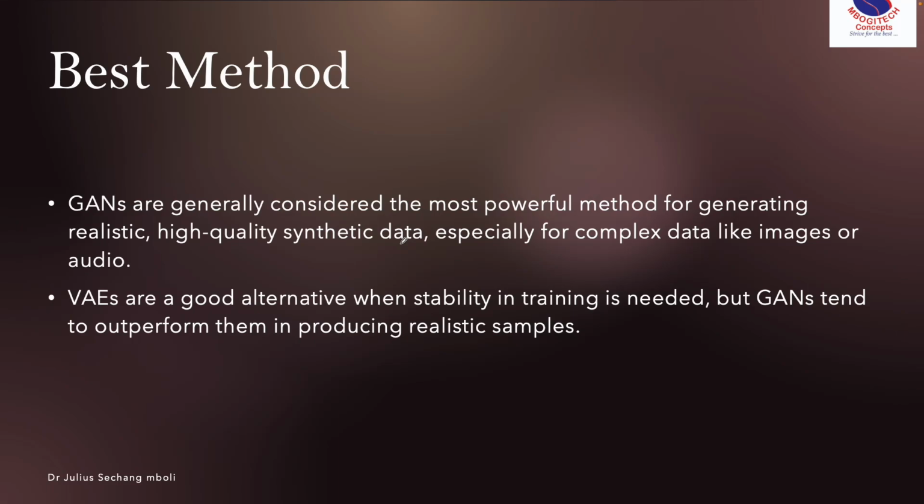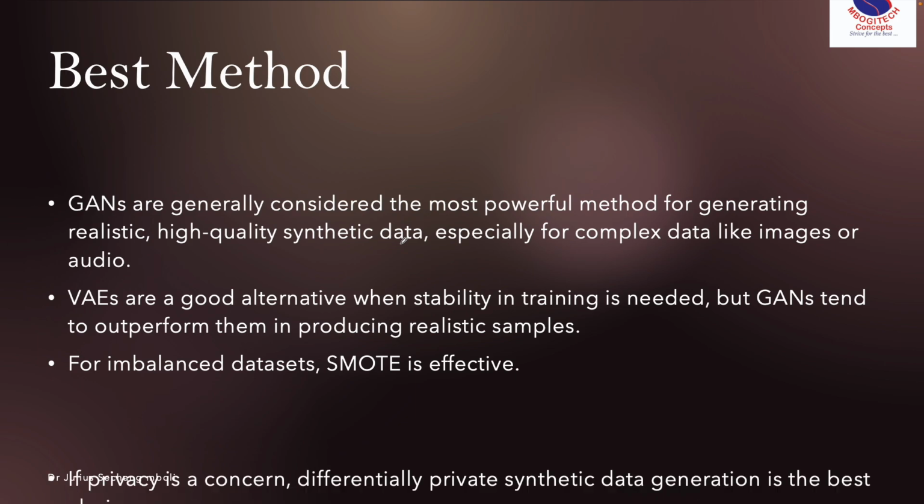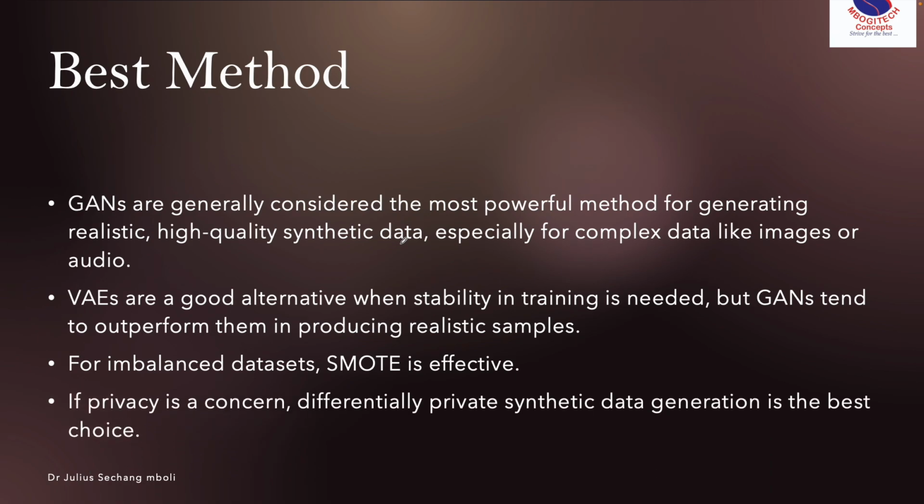That means you are trading quality for simplicity. VAEs are not that simple though, but they are less complex when compared to GANs. But you can agree with me that they are also more difficult compared to the other methods we've discussed. Now, for imbalanced data sets, you may want to use SMOTE, like we said before. SMOTE is important so that the imbalanced data set is addressed. And if privacy is a concern in your project, then differentially private synthetic data generation is the best choice for you.